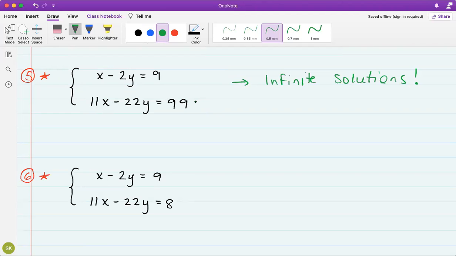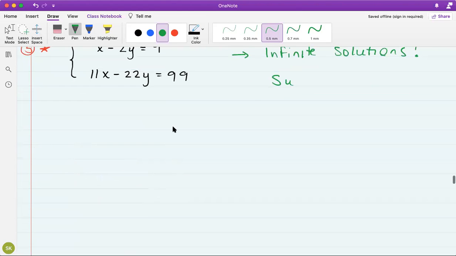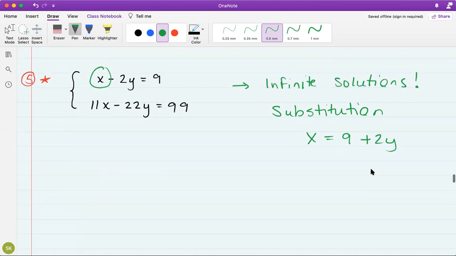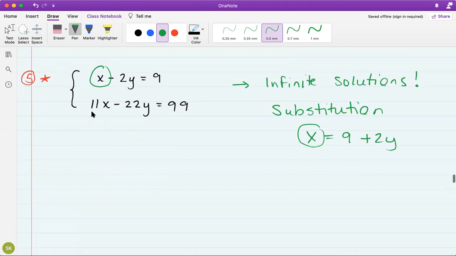You just saw these two and wanted to use substitution or elimination. Well, let's see what happens. I'm going to use, let's say, substitution for this first equation. This problem is nicely set up for substitution because I can solve for x by moving this 2y to the other side. So x is equal to 9 plus 2y. And then I can just plug this x into here.